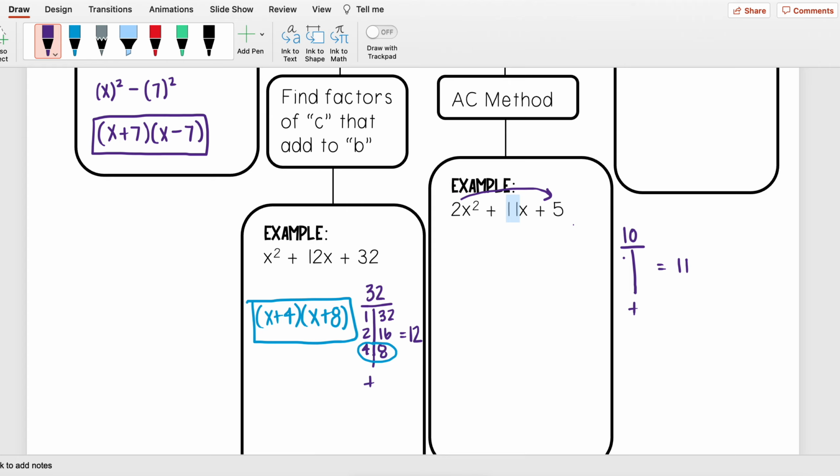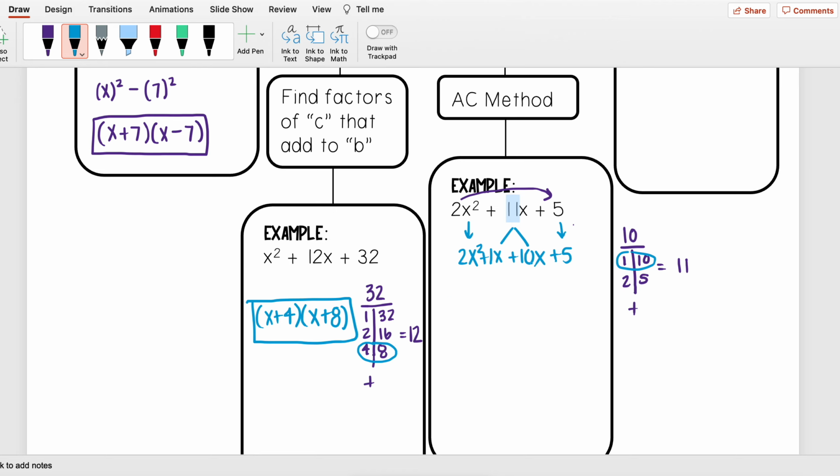So my factors of 10, I have 1 times 10, 2 times 5, and I see that 1 plus 10 gets me that 11. So I want to split the middle. Instead of 11x, I'm going to have 1x plus 10x. And then I'm going to bring down my first and last term. So I have 2x squared plus 1x, and then 10x plus 5.